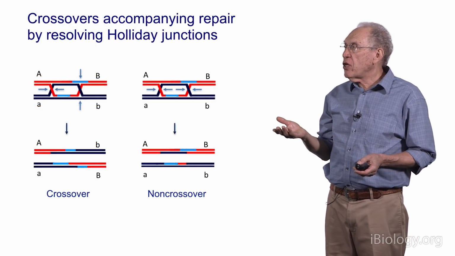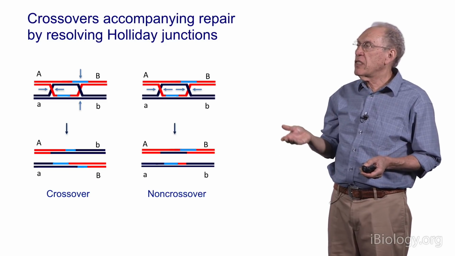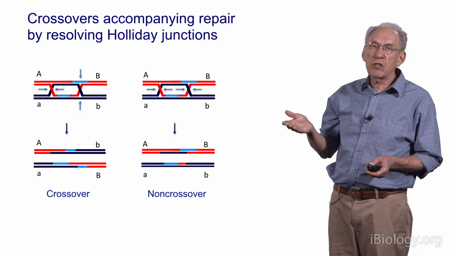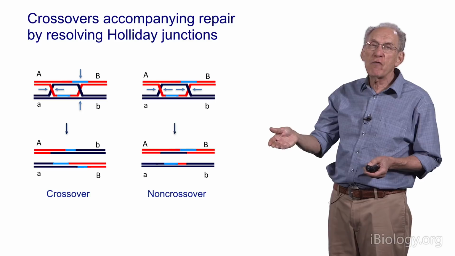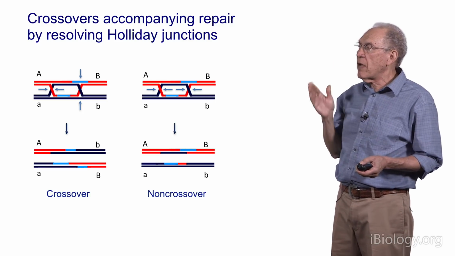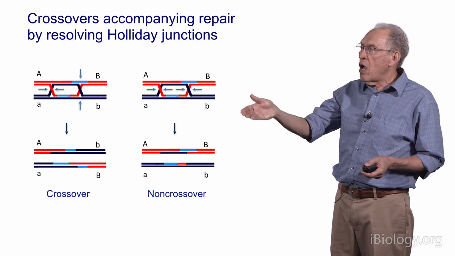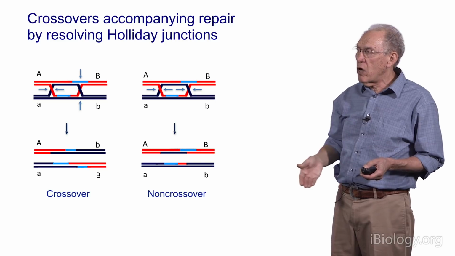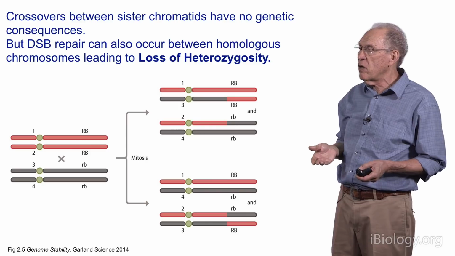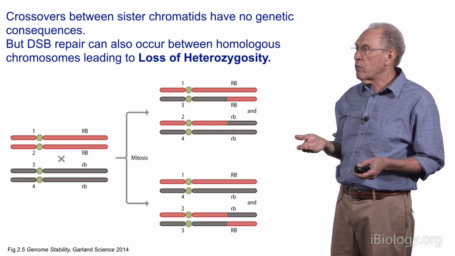So these double Holliday junctions can be, again, dealt with by nucleases that can cleave these structures, and depending on the orientation of how these structures are cleaved, you can end up with either crossovers or non-crossovers. I want to just take a moment to say something about the consequences of crossovers in mitotic cells. If these are homologous chromosomes which are undergoing repair, one of them being used as a template to repair the other, you can end up with crossing over between these two homologous chromosomes.